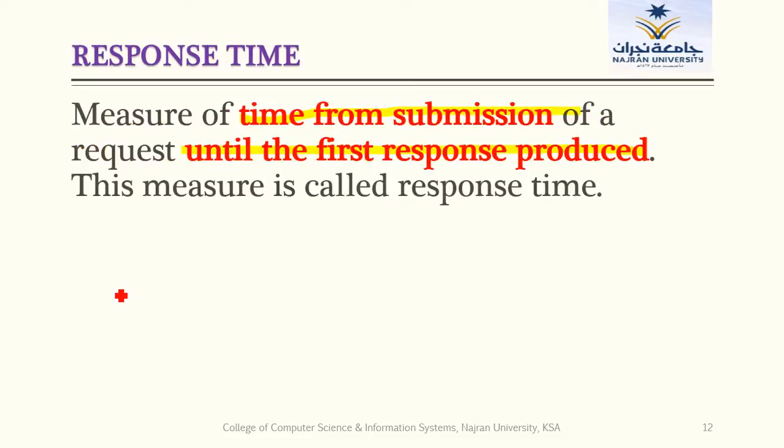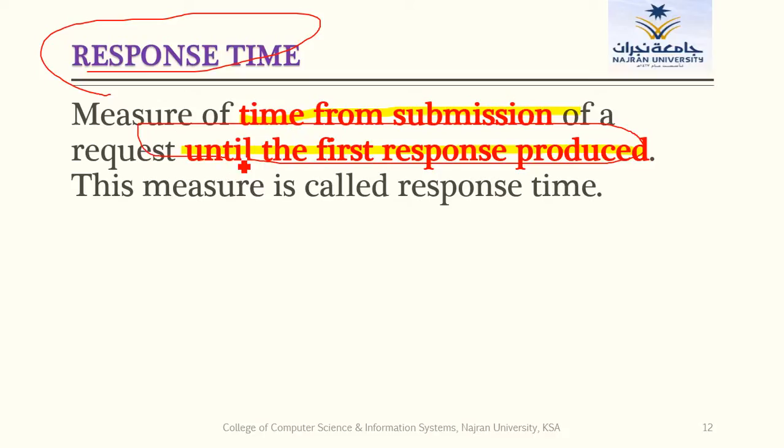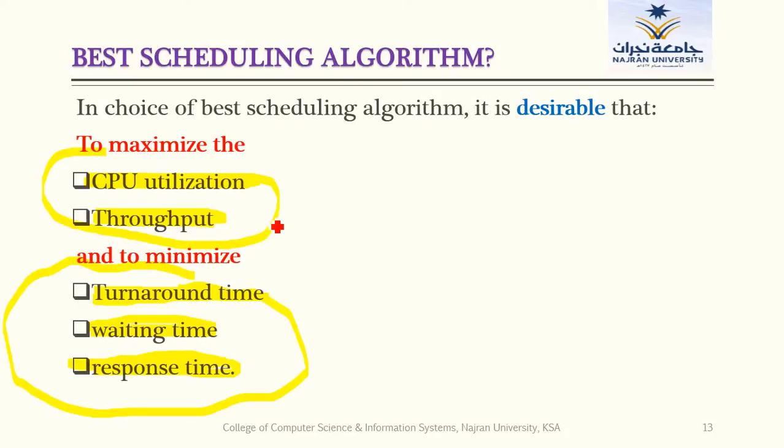Then the fifth and last criterion that we discussed is response time. Response time is the time from submission of a request until the first response. There is a difference between waiting time and response time. Waiting time is the sum of all the time he waits on different occasions, but response time is the time from submission until he gets the first response. So these are the five components that we need to keep in mind whenever we are selecting any algorithm.